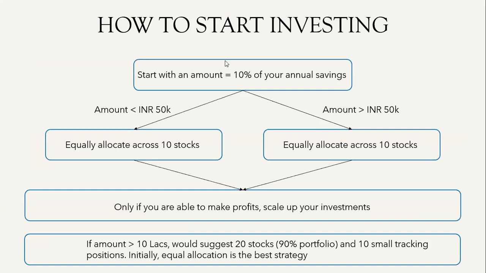How to start investing. See, if your portfolio is, let's say, 5 lakh rupees, initially start microcap investing with a very small amount, maybe 50,000 rupees, 10% of your whatever number. Start small, so that if something goes wrong, there is no problem. Always start with 10 stocks and equal allocations. If you are able to make profits, start investing bigger. If you are not able to make profits, maybe microcap investing is not for you.